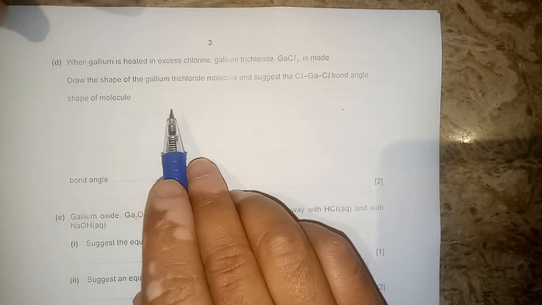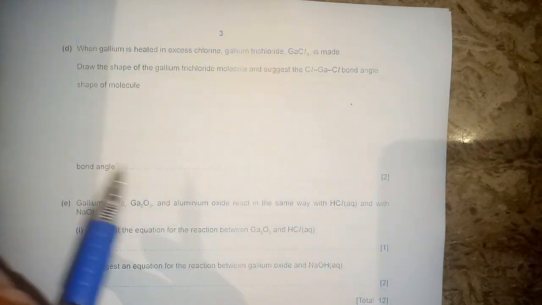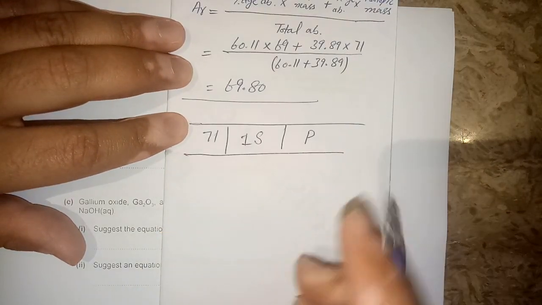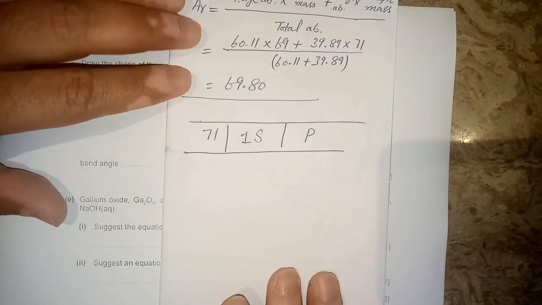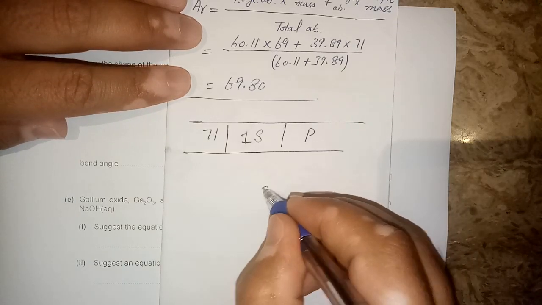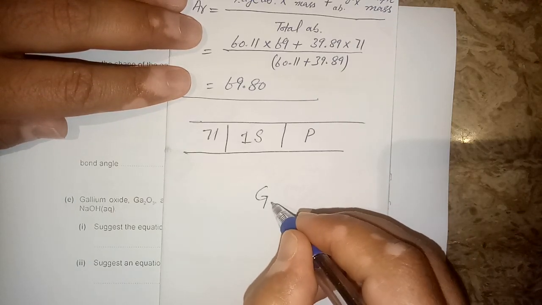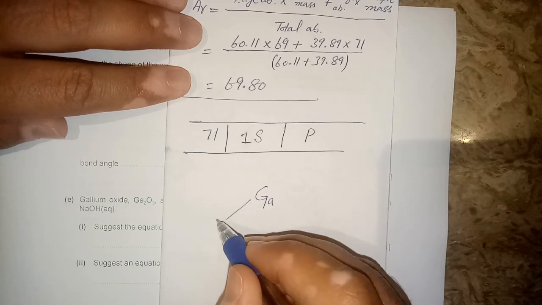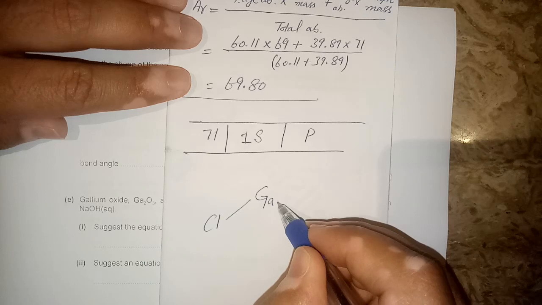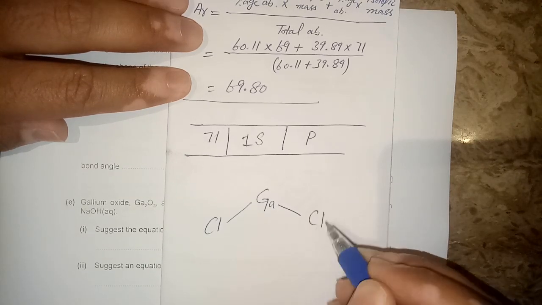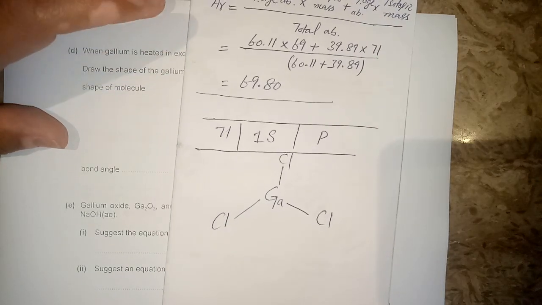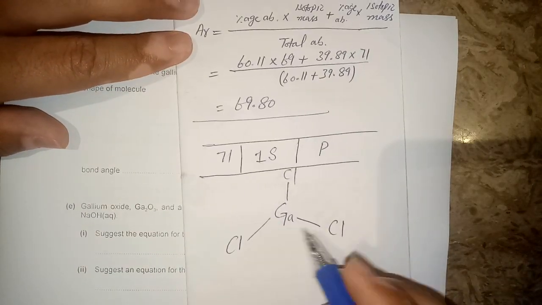Shape of the molecule. As it is clearly mentioned, gallium is in group 3 or group 13, so it has similar behavior to aluminium, like aluminium chloride. So simply we can say gallium is bonded with 3 chlorines like this. Cl and Cl. So this will be the structure, and what shape is this?